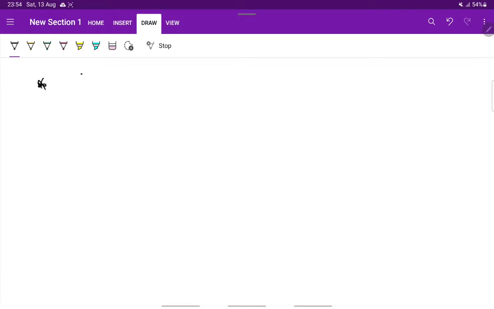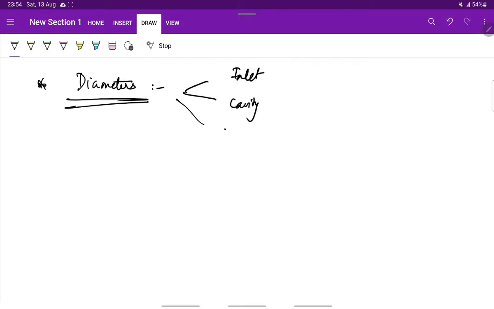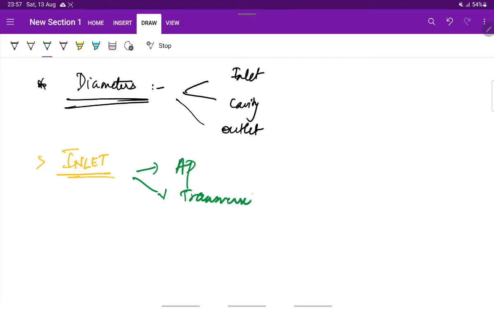Now coming to the diameters of the pelvis, which we will see in the inlet, the cavity and the outlet. So first let us see the dimensions of the inlet, in which we will see the anteroposterior diameter, the transverse diameter, and the oblique diameter, which includes the right and the left oblique.